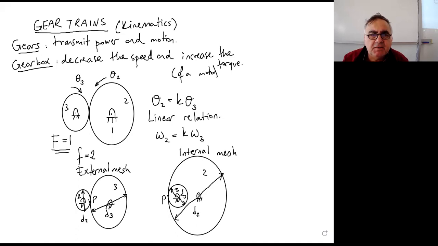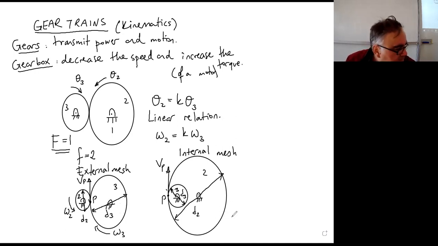Okay, so the point of contact in both gears has the same velocity. Both points have the same velocity. So this is Vp, this is Vp. Both gears have certain angular velocities. Let's say this is omega 2, and this is omega 3.